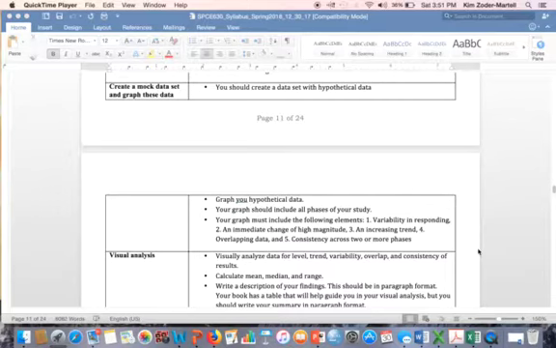Your graph must have several elements. So at some point you must show variability in responding. You need to show an immediate change of high magnitude, an increasing trend, overlapping data, and then consistency across 2 or more phases. And I need you to label each of these on your graph using a text box and an arrow.